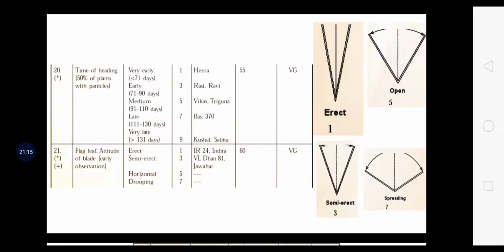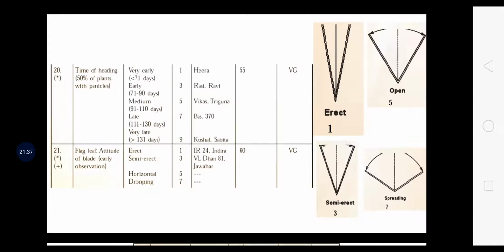In the early observation, it is classified as erect, scored as 1, semi-erect 3, horizontal 5 and drooping 7. Example for erect type is IR 24 and Indira. Semi-erect is VL Dhan 81, Jawahar. The characteristic expression of erect, open, semi-erect and spreading type are given here in the picture.